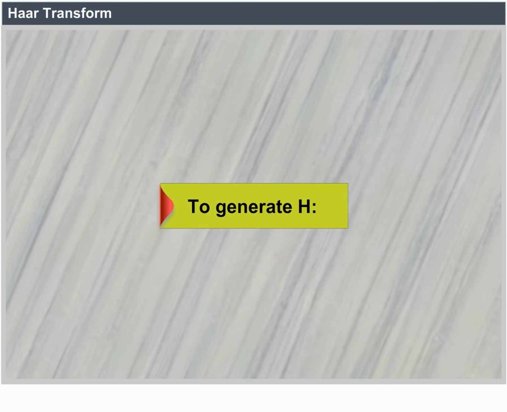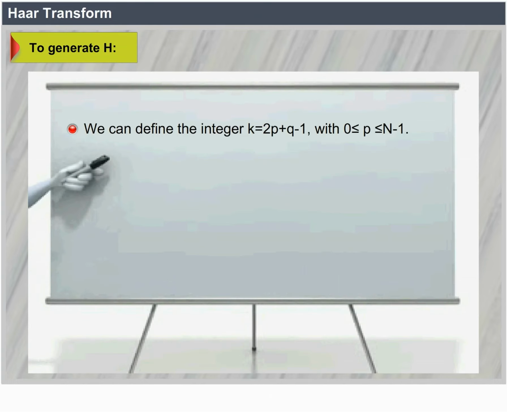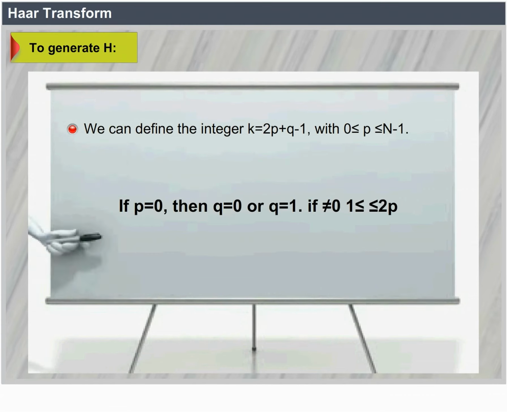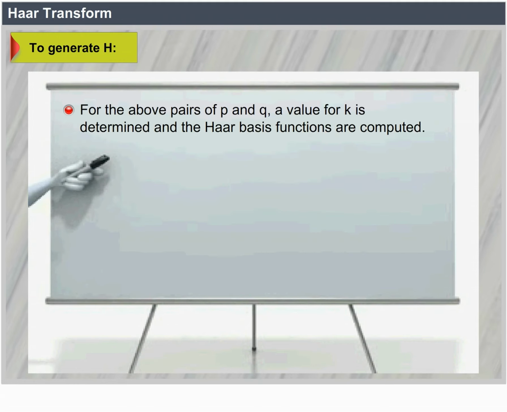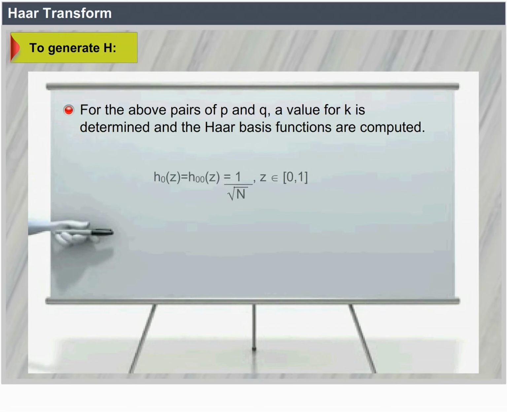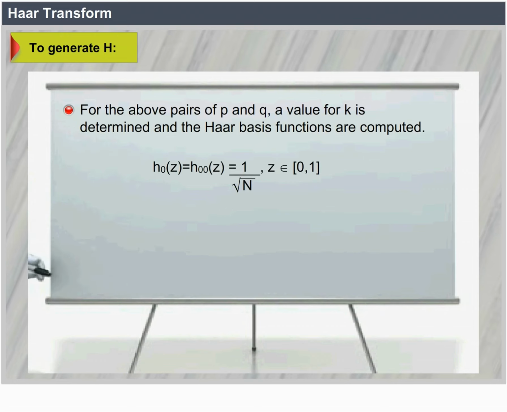To generate H, we define the integer k equals 2^p plus q minus 1, with p lying between 0 and n minus 1. If p equals 0, then q equals 0 or q equals 1. If p is not equal to 0, then q lies between 1 and 2^p. For the above pairs of p and q, a value for k is determined and the Haar basis functions are computed, as shown on the screen.